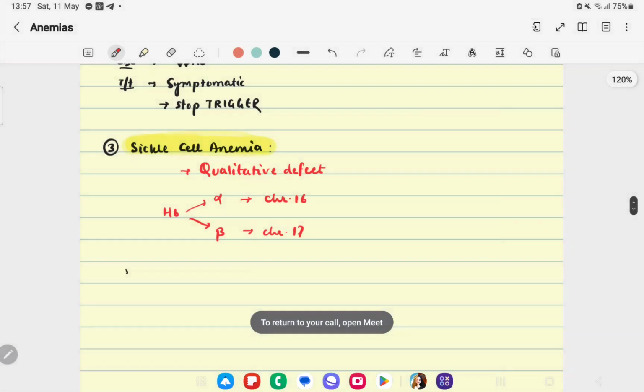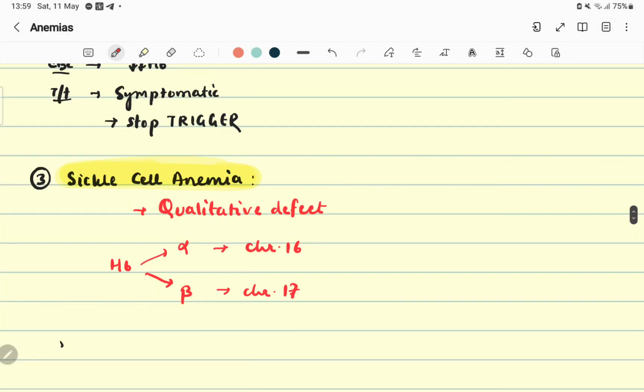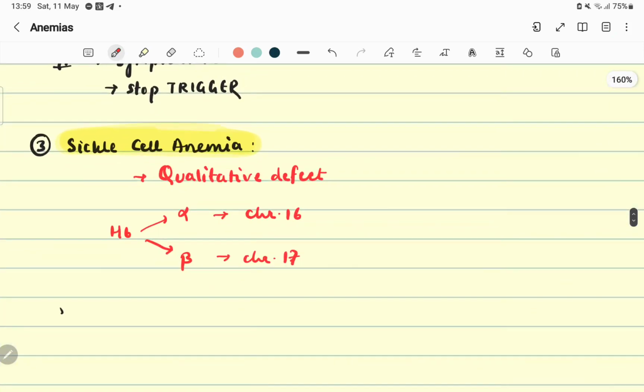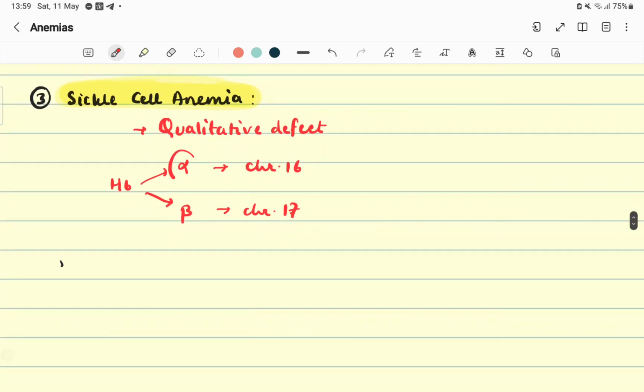Just a minute. The tab is getting heated up, so I'm closing my video. No problem, we can do without the video also, and after that we'll try switching on the camera again.